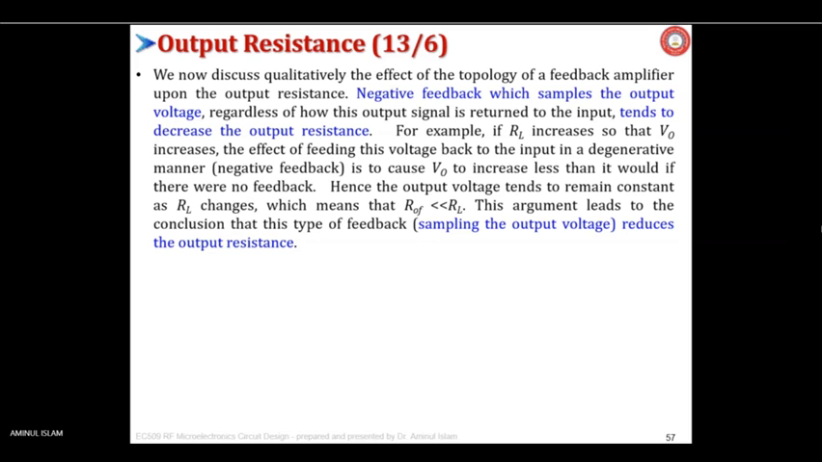Hence, the output voltage tends to remain constant as RL changes. If RL was increasing, there was a tendency that Vo will increase, but that is not going to happen. Output voltage tends to remain constant as RL changes, which means that ROF is much less than RL. ROF much less. ROF means Ro is what?